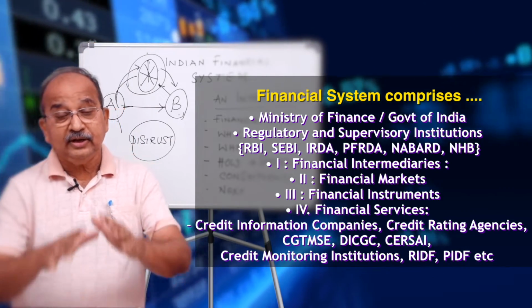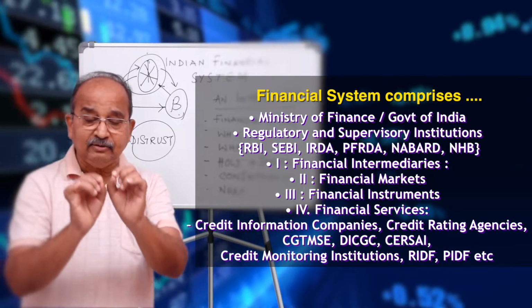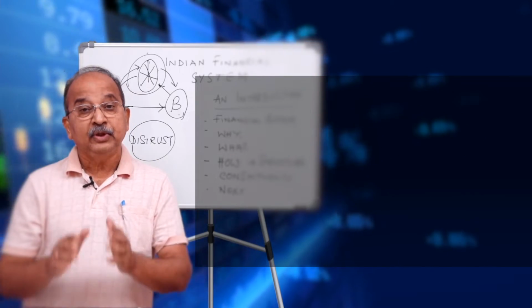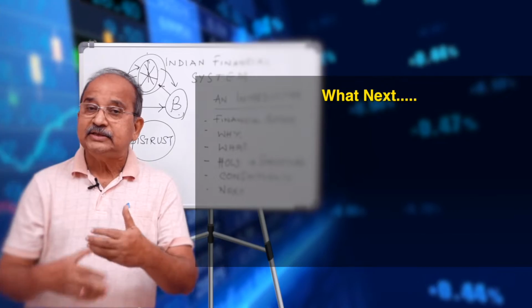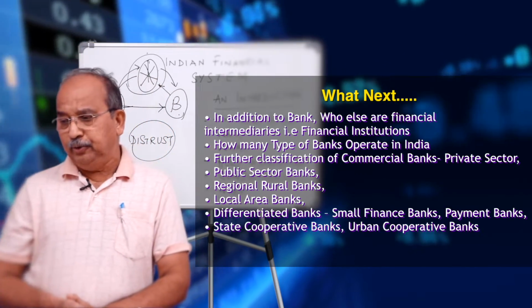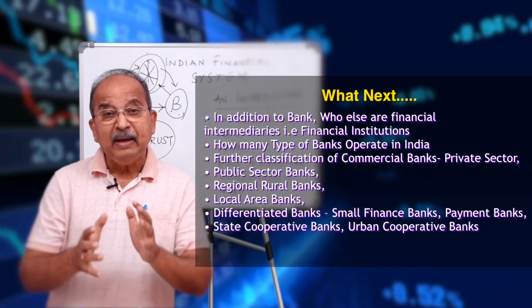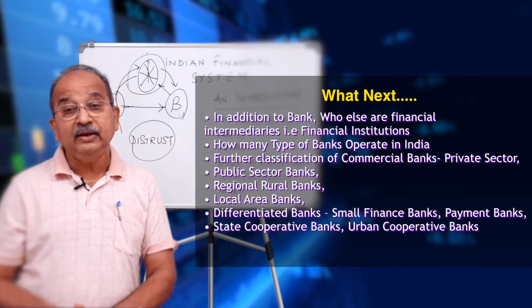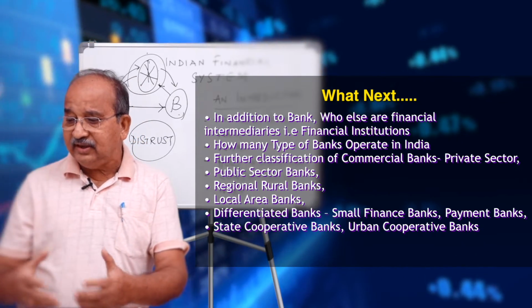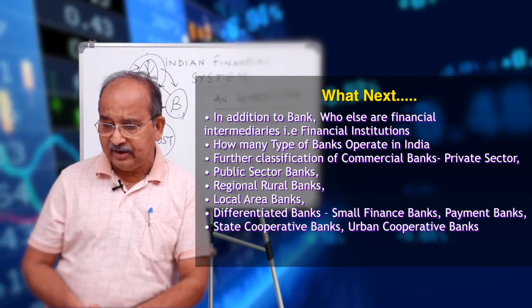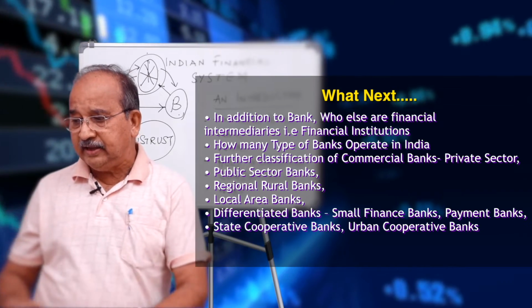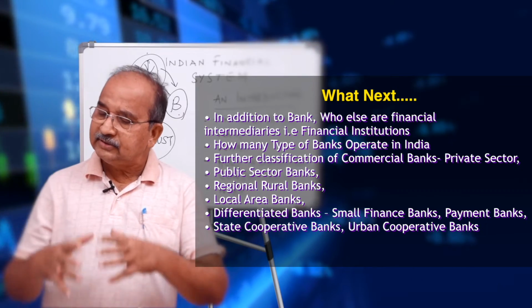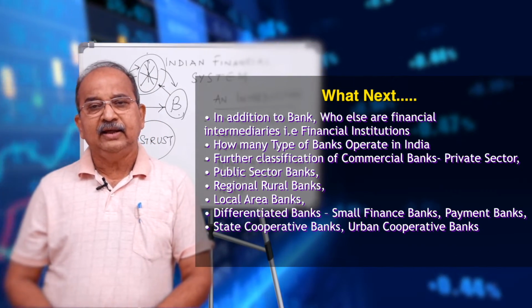I'm sure that in this session you understood quickly what the financial system intermediaries are, how the financial system works, and what its objective is. In our next video, let us understand about banks, because banks are one such intermediary. How many types of banks operate in India, and how does the banking structure work? There are commercial banks, development banks, private sector banks, public sector banks, local area banks. Let us understand all about banks in our next video.